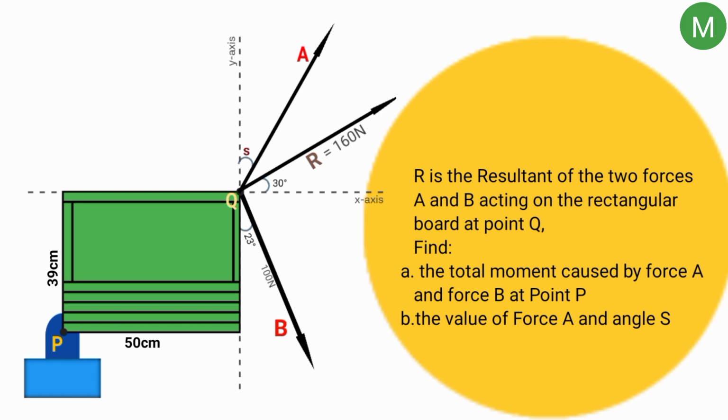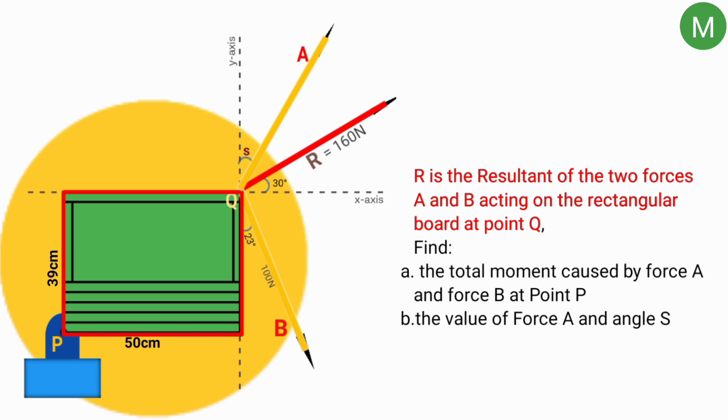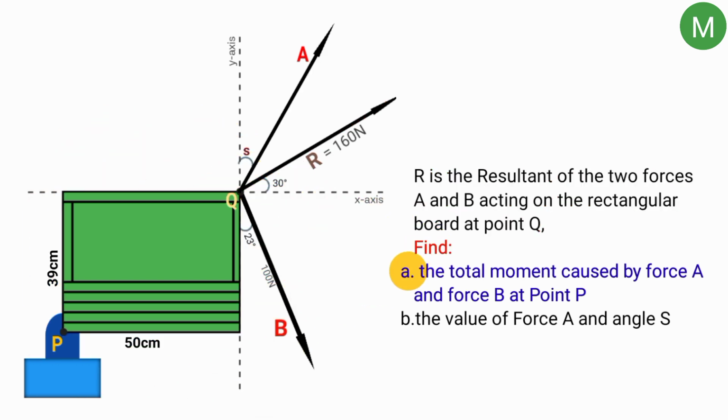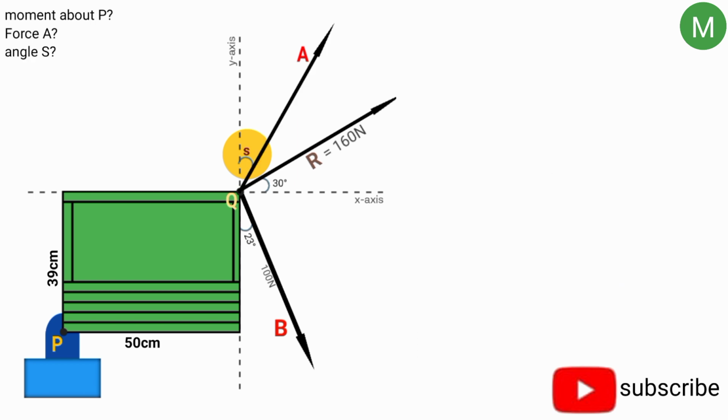Today we are going to solve this interesting question here. The question says, this R here is a resultant of this force A and this force B here, which are both acting at this point Q here on this rectangular board. Find A, the total moment caused by the two forces at point P, and B, the value of force A and angle S. Before we start, we need to establish a free body diagram of the image.